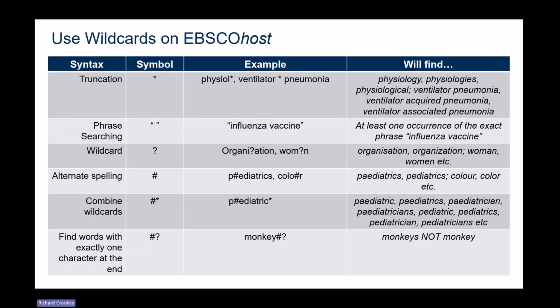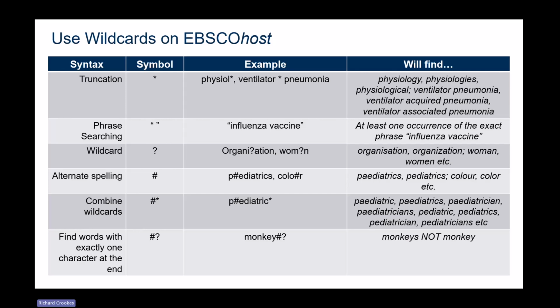The next thing I wanted to cover here is the matter of the wildcards on EBSCOhost. So it's important to use the appropriate syntax for this particular interface. You may be familiar with other platforms from other providers, and they have a slightly different rendering of these symbols. So for EBSCOhost, you have the truncation symbol, the star, the asterisk, and that allows you to search for words with multiple endings like physiology, physiological, physiologies, etc.